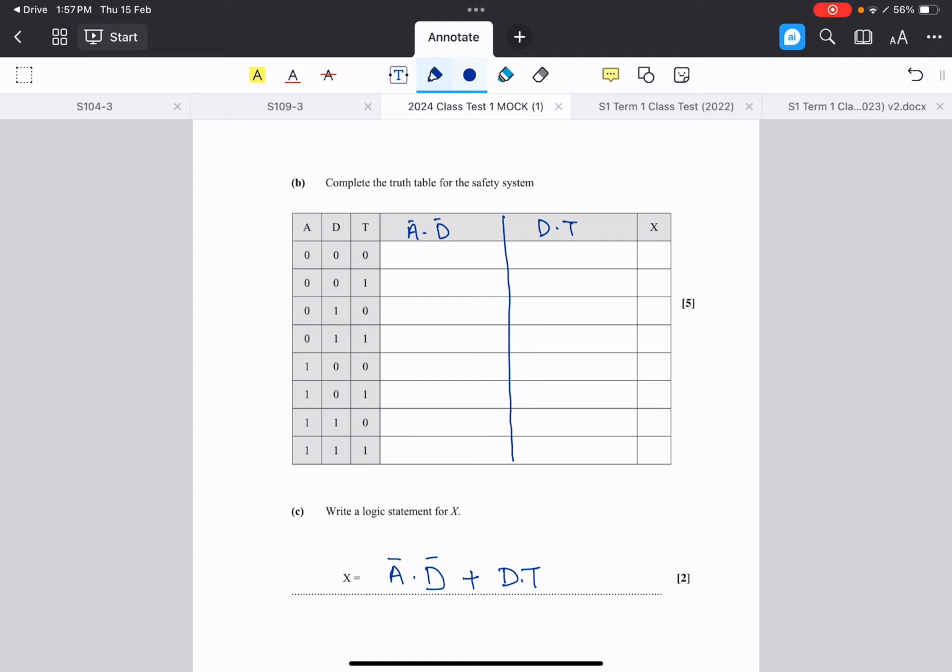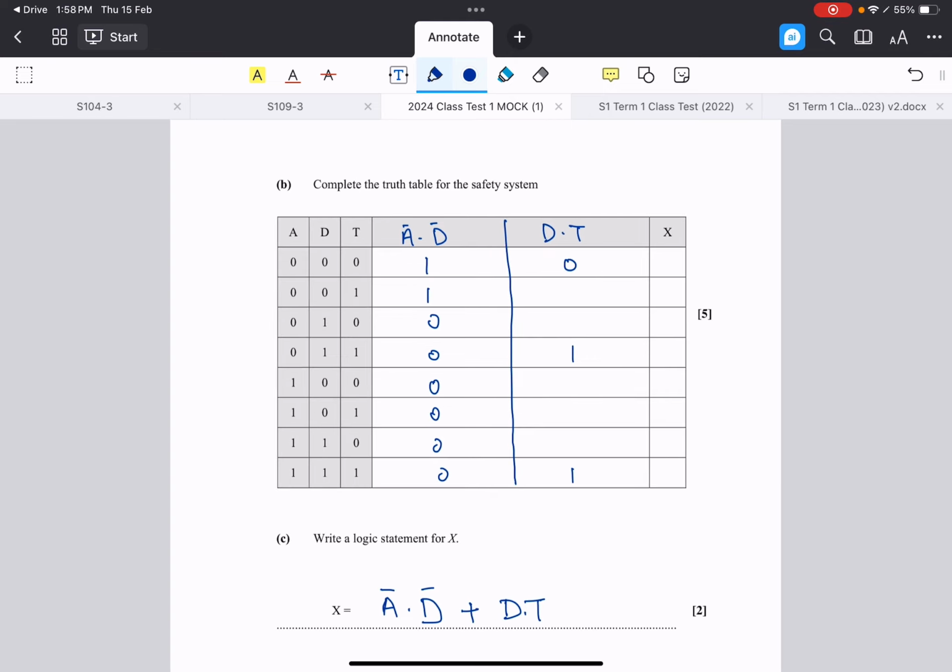So over here, we just look at the A and D, not A, not D. So we fill it up. This will be 1, right? And then after that, 0 for the rest, okay? And for the D and T, we look at the columns on D and T. This is the one, right? It's over here. Okay, this is the situation that is 1. So this is 1. Okay, the other one is over here, right? So this is 1. The rest will be 0.